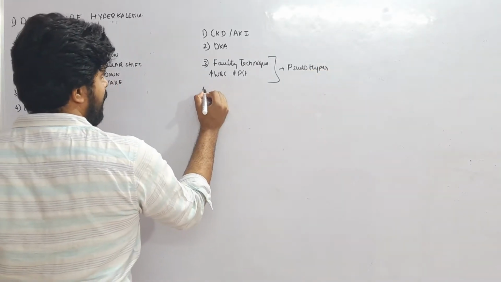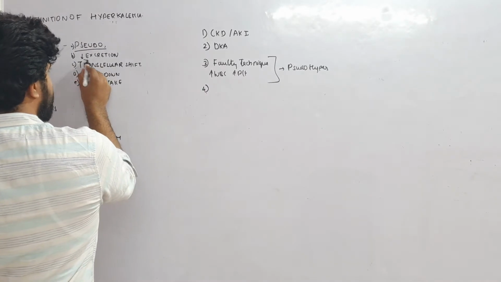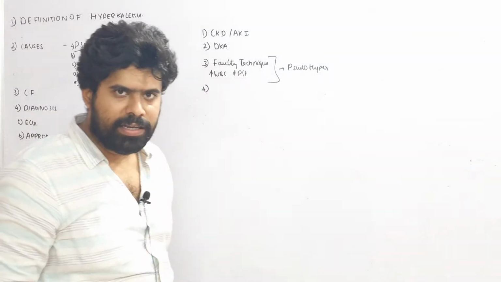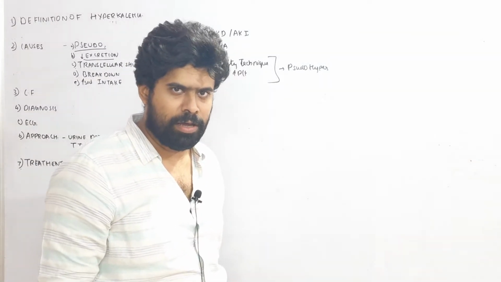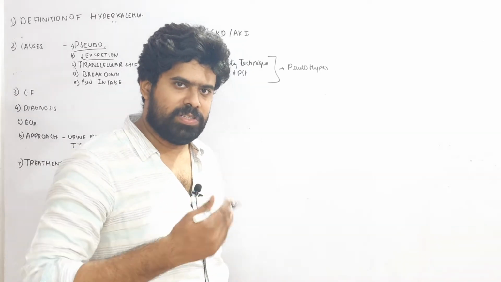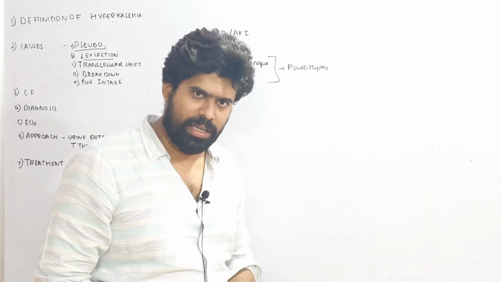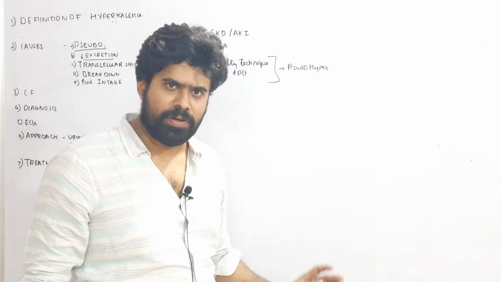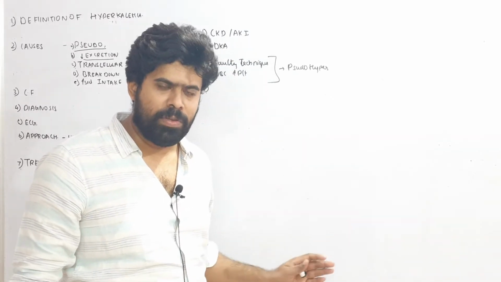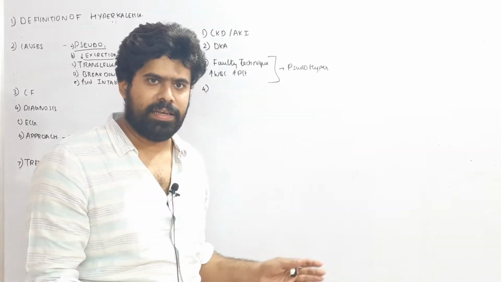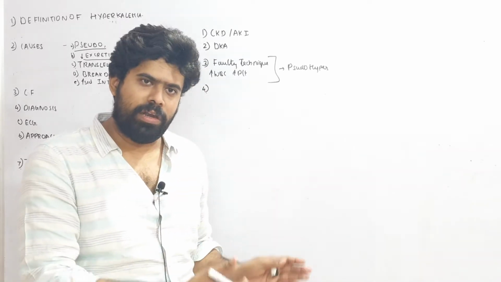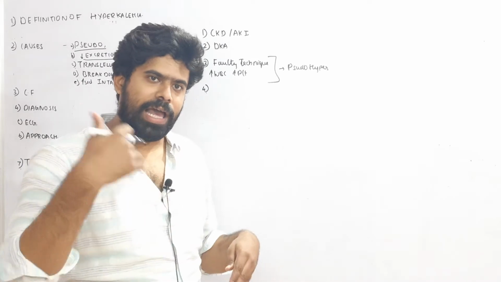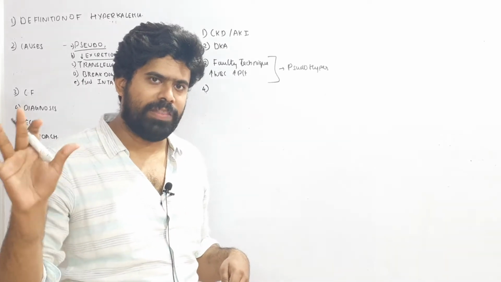Then hyperkalemia secondary to decreased potassium excretion. The kidneys are the major site of potassium excretion, and excretion is decreased in cases of acute kidney injury, chronic kidney disease, and in patients with hypoaldosteronism. This hypoaldosteronism can be because of any reason. It can be hyporeninemic hypoaldosteronism, or hypereninemic hypoaldosteronism, a problem with aldosterone.